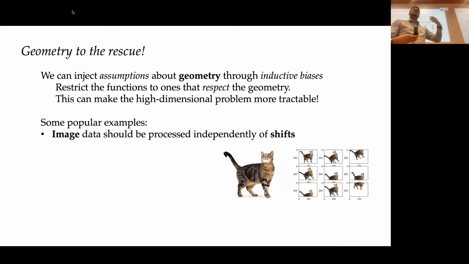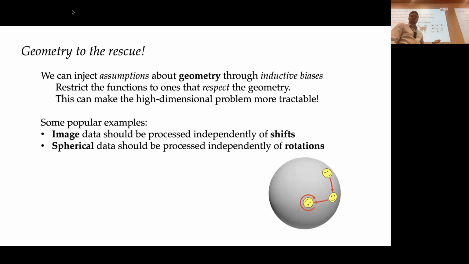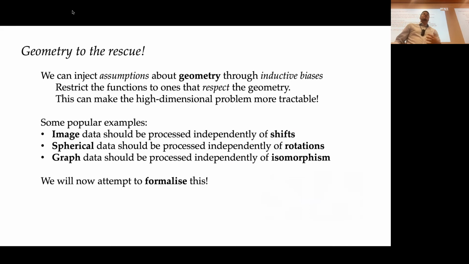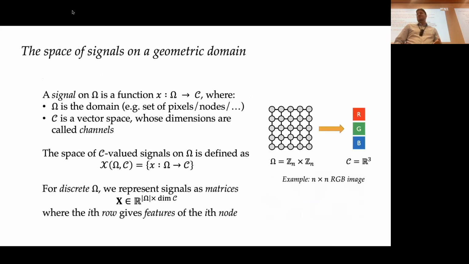We usually have some knowledge about our problem that we can inject into our architecture through inductive biases. And this makes the space of functions smaller because they must follow a mathematical property, and this makes the problem more tractable. A few popular examples: images independent of shifts, spheres independent of rotations, and as we talked about for several hours, graphs independent of isomorphism, right? And we try to formalize this in the geometric deep learning blueprint.